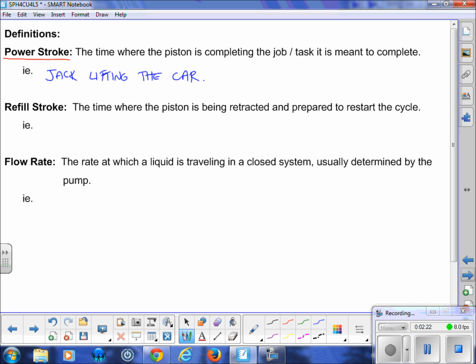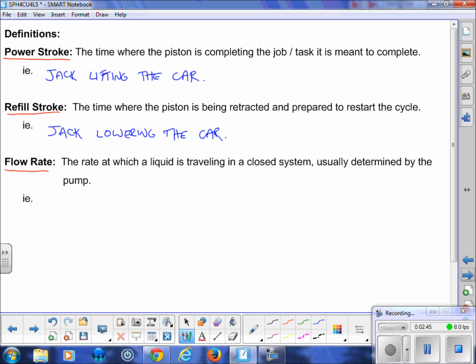The next one's the refill stroke. Now this is when the piston's being retracted and preparing to start the next cycle. So now this is the jack lowering the car. All right, so your power stroke is lifting, refill stroke is lowering the car.